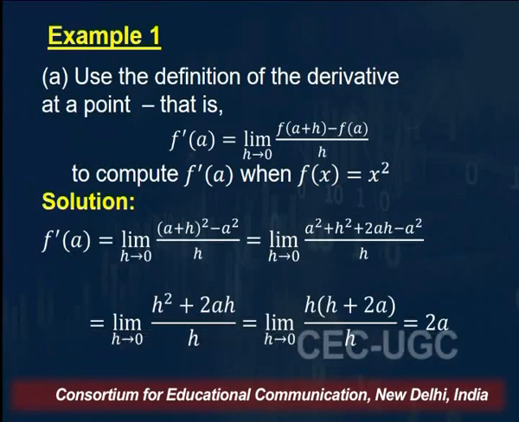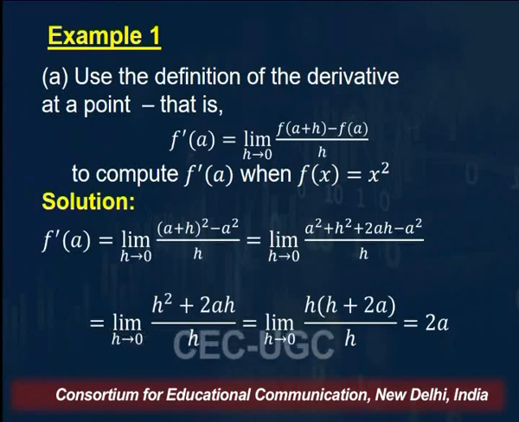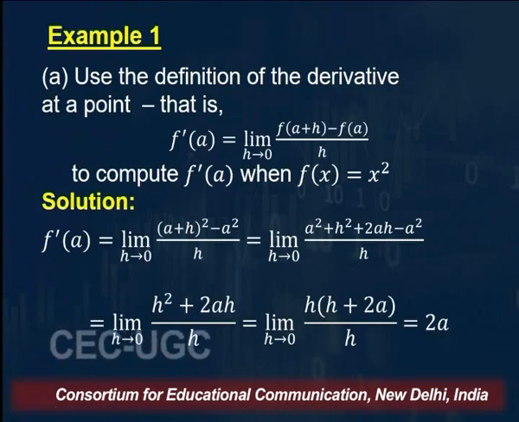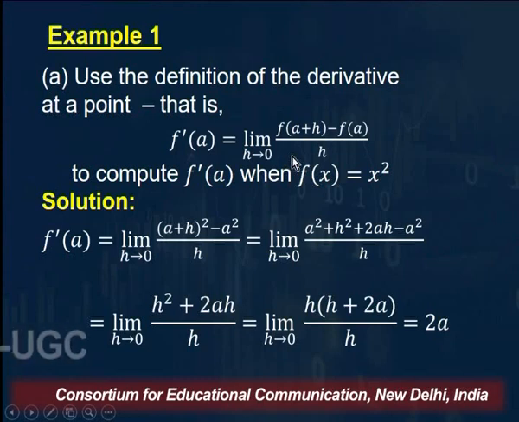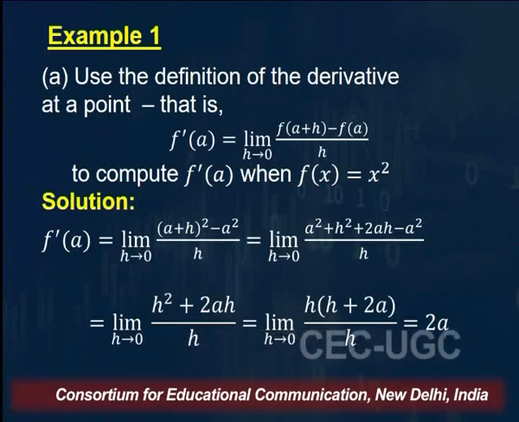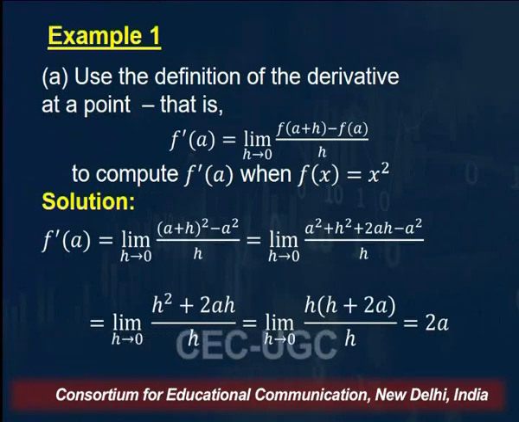But for now, let's practice using this limit definition, because this is also something that is very useful in various analysis. So look at this example 1, which asks you to use the definition of the derivative at a point, which is f prime of a equal to the limit of f of a plus h minus f of a divided by h as h tends to 0. So it's asking you to compute f prime of a when f of x is equal to x squared.